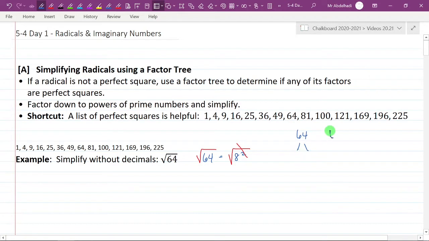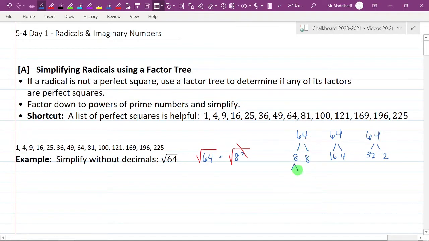Now, you could do this a bunch of different ways. I'm going to do 3 ways here. You could go 8 times 8, obviously. You can go 16 times 4, or you can go 32 times 2. All of these are factors, right? But none of these are prime numbers except for this 2 over here. So what you have to do with a factor tree is keep going until you get to prime numbers.